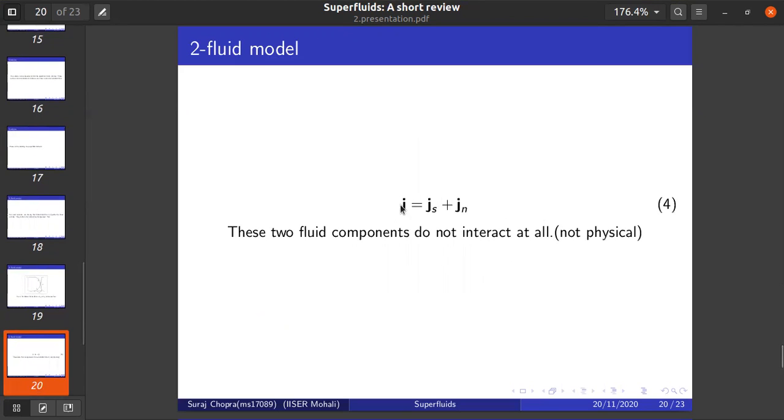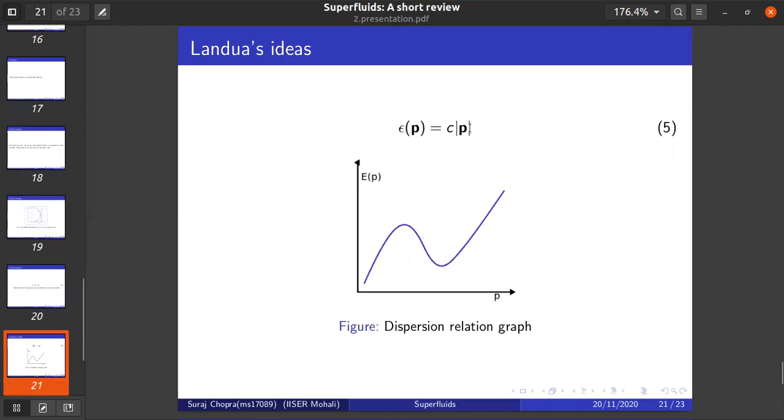The total current is given by the superfluid current and the normal current. These can be added, but one should always keep in mind that this is just a model. One should not take it physically, because it's not like there are some specific particles which belong to a superfluid component and some other particles which belong to a normal component. Landau's model helps us at least have an idea of what the normal fluid component and superfluid component are.